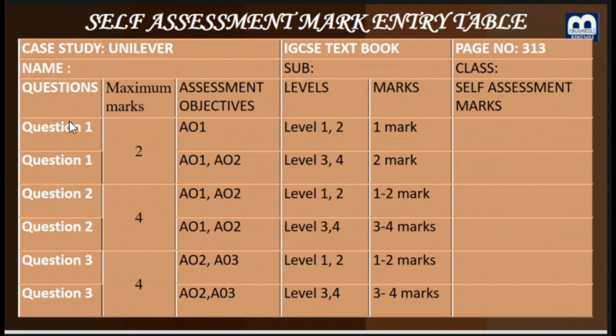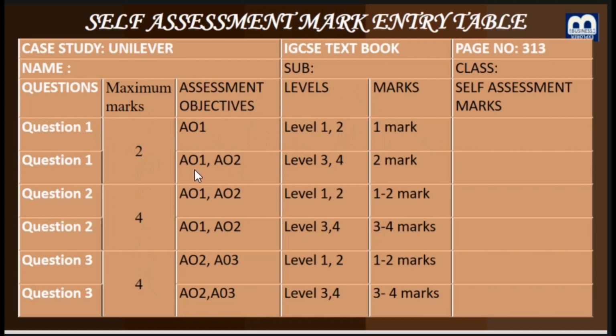Here, the first 3 questions you need to answer from the case study. When you look here, this is the maximum marks which is mentioned. So the first question is out of 2 marks. What you need to assess is the assessment objectives AO1 and AO2. That is, AO1 is knowledge, AO2 is application. So, if you are able to satisfy level 1 and level 2, which is seen in the rubric, you will be getting 1 mark out of 2.